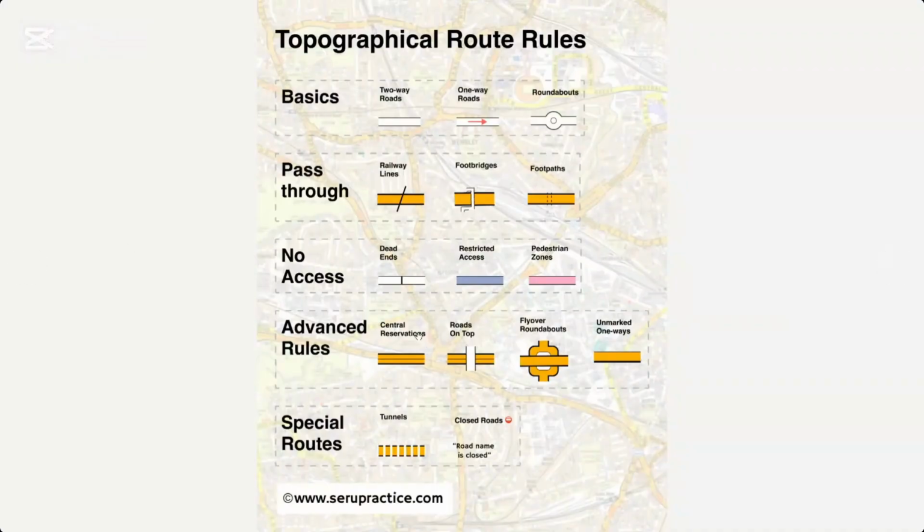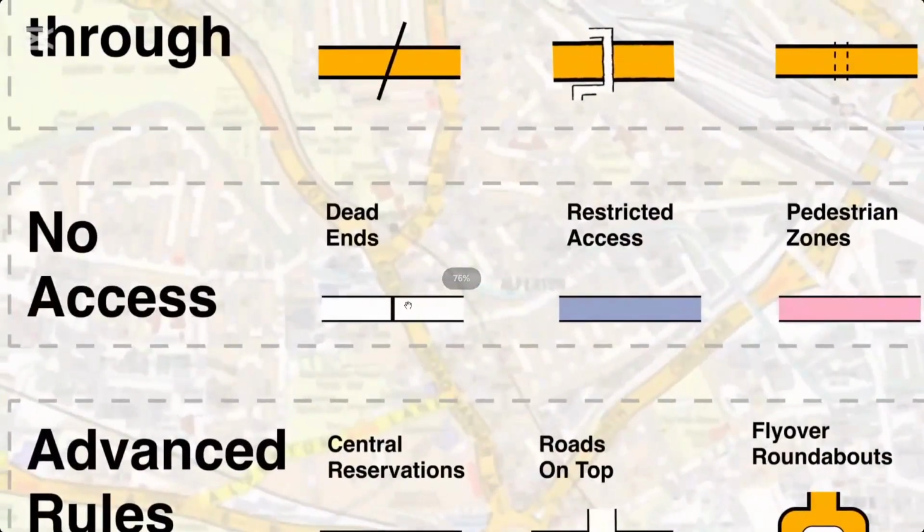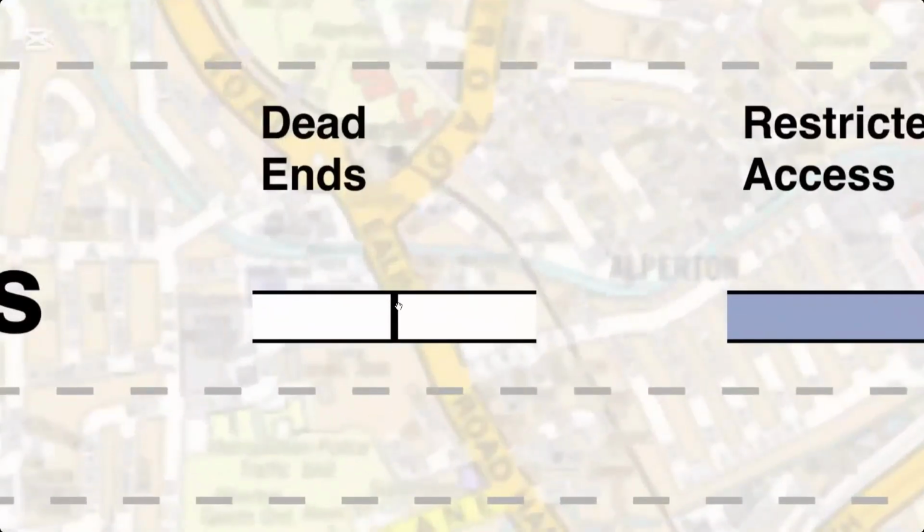Here you can see that we have a section named no access, and in this section we have pointed out dead ends. So this is the rule or the symbol of the dead end. A dead end is represented by a line in between both boundaries of the road. What does it essentially mean? It means that once you see a line like this, you cannot cross it to go on to the other side of the road.